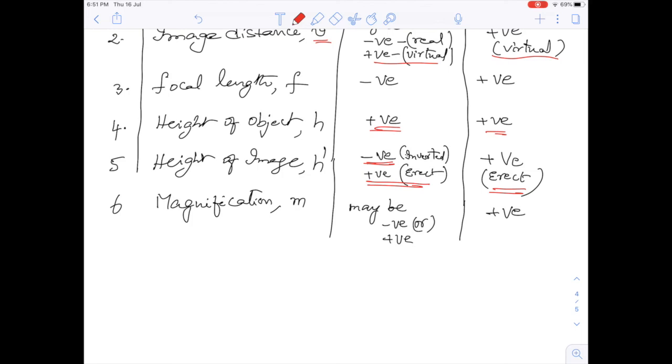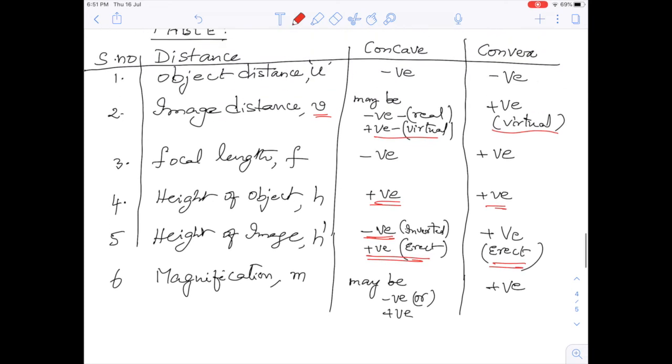And then magnification, this I am going to discuss in my next video. It will be negative or positive because in the case of concave you have real or virtual, inverted or erect images, and it is always positive in the case of convex because you only have virtual and erect images. So, this is the table which will help you understand which quantities are negative and which are positive. It is easy to remember and useful in solving problems.